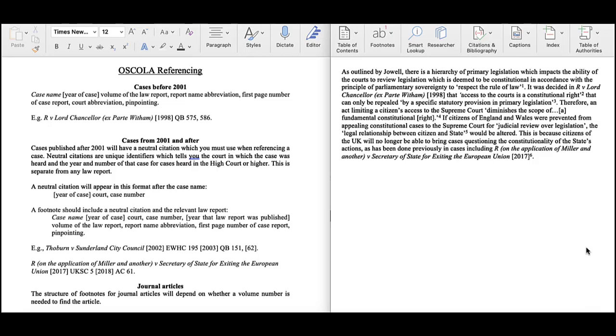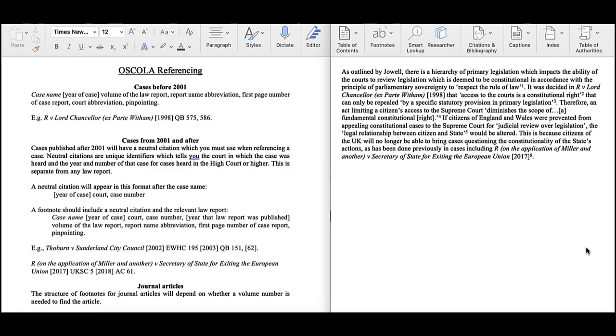If a case has both a neutral citation and a law report citation, use the neutral citation first and then the law report that you've used. If a neutral citation is not available for a case because it was decided before 2001, you can resort to using solely the law report citation.